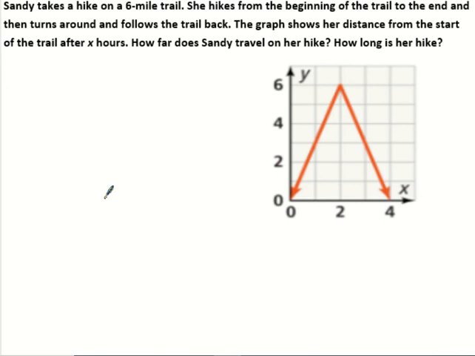Like this one where you travel 90 miles. Okay, so Sandy takes a hike on a 6-mile trail. She hikes from the beginning of the trail to the end, and then turns around and follows the trail back. The graph shows her distance from the start of the trail after x hours. How far does Sandy travel on her hike? How long is her hike? Well, again, this is when she's at the trailhead. She just started. She walked 6 miles away, and then she has to walk 6 miles back. That gives you a total of 12 miles as her hike. And the hike took a total of 4 hours.